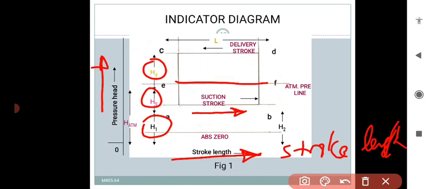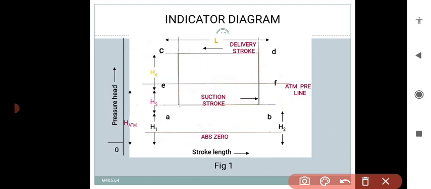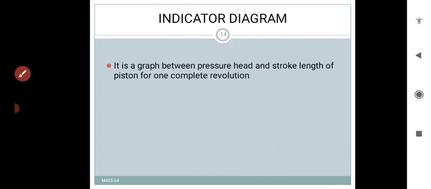Water is sucked from the suction pipe and delivered through the delivery valve, A to B, and here B to C. Here the suction pipe is there. So observe, here it is clearly the indicator diagram.